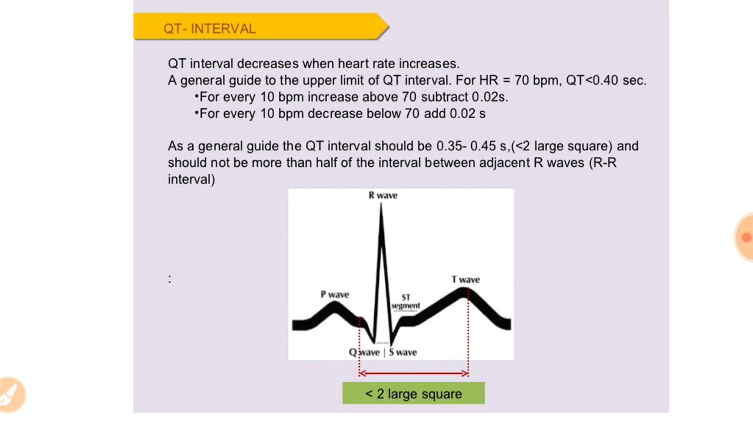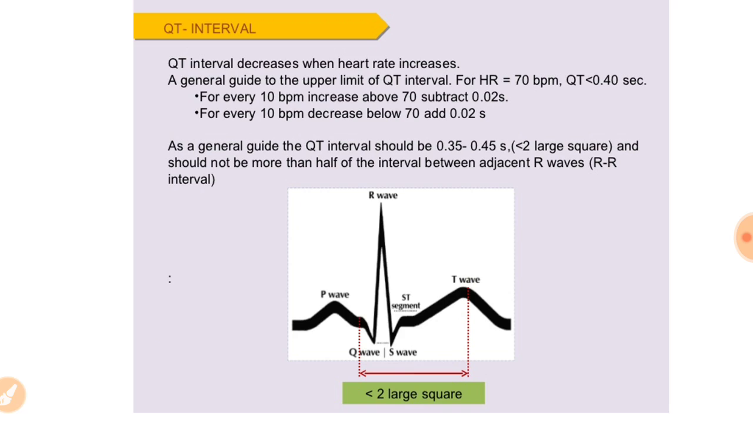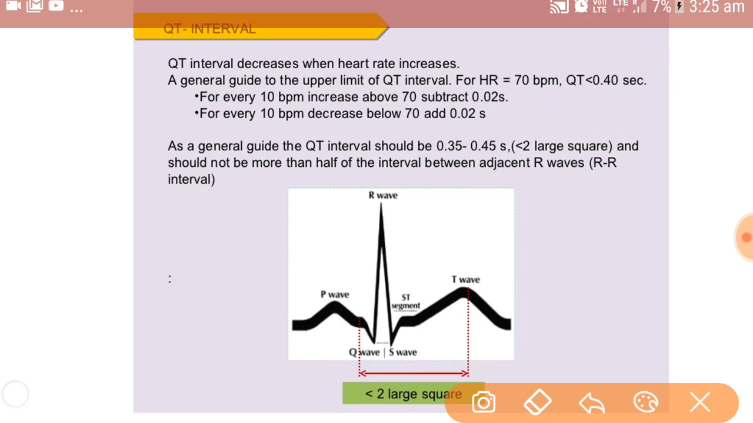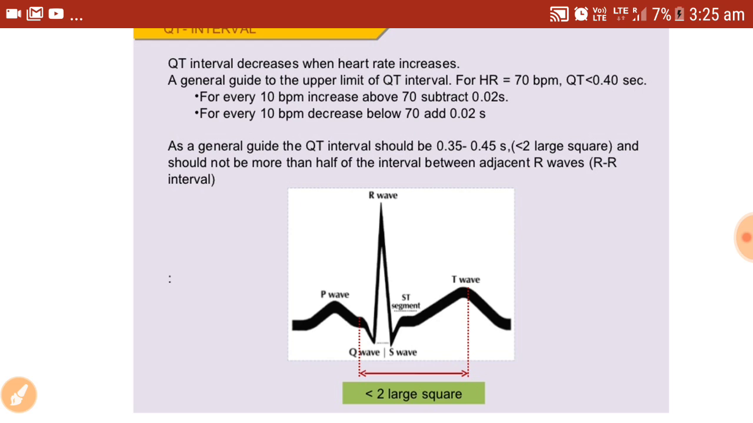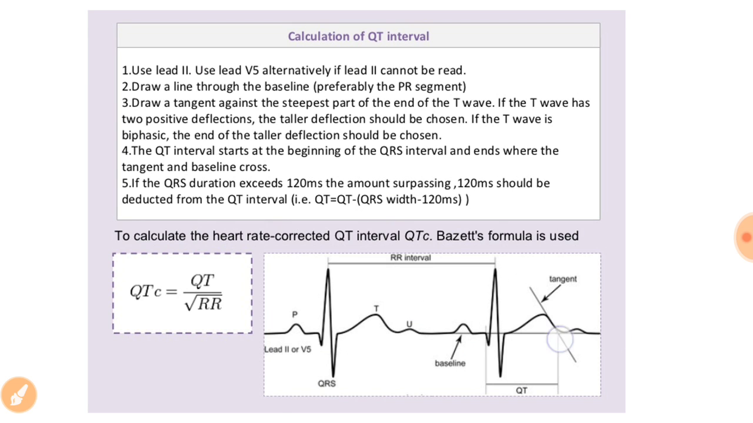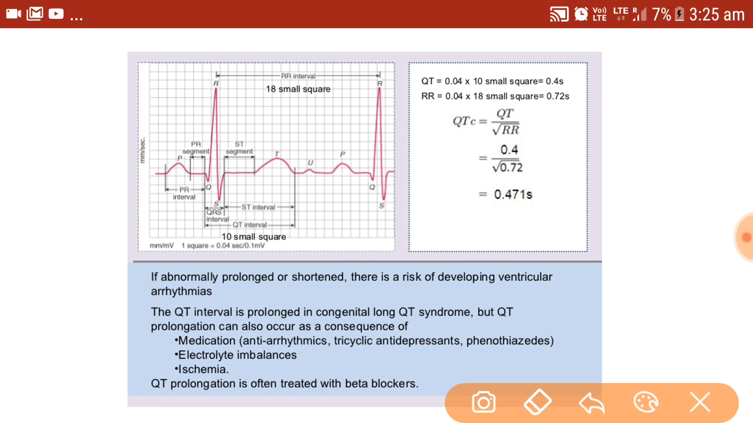QT interval. Now QT interval is also important. You need to see what is happening in hypokalemia and different conditions with this QT interval. This whole part is the QT interval. It should be less than two large squares, that is 0.35 to 0.45 second. It is prolonged in some conditions like congenital long QT syndrome. Okay, but it can also be due to some medication.